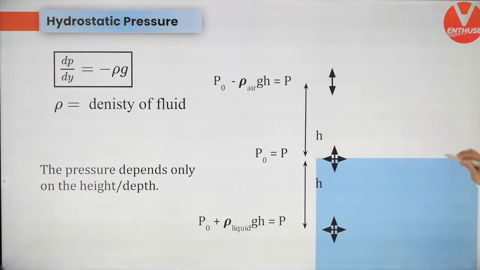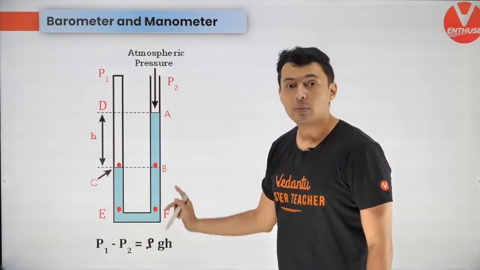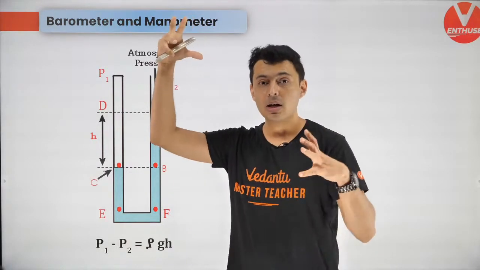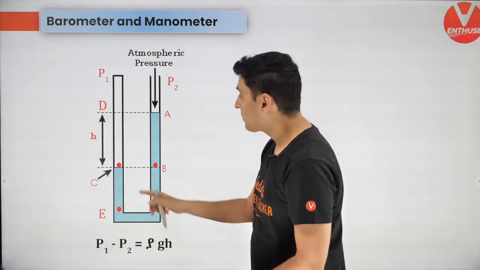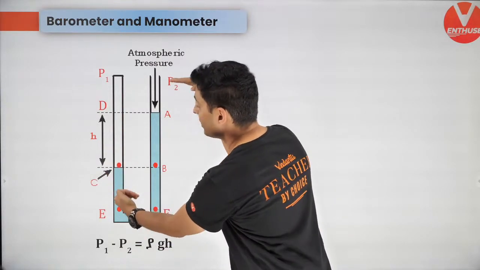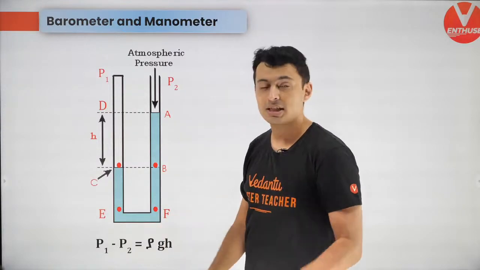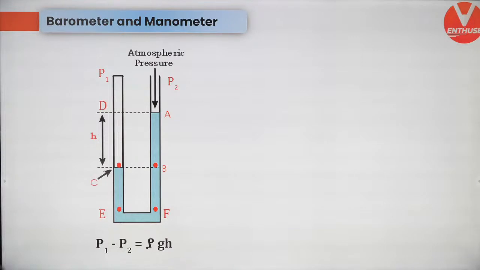Next up. Okay. Barometer and manometer. What is manometer used for? For finding the pressure difference between two gases. So keep this in mind, guys. The height difference between the columns is rho gh. That is P1 minus P2. Keep this in mind. Keep noting this down.